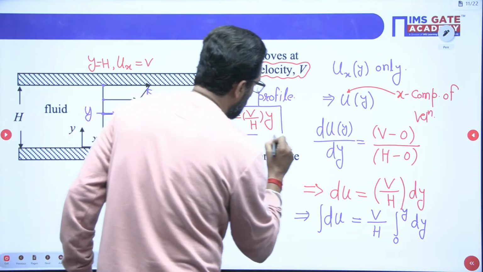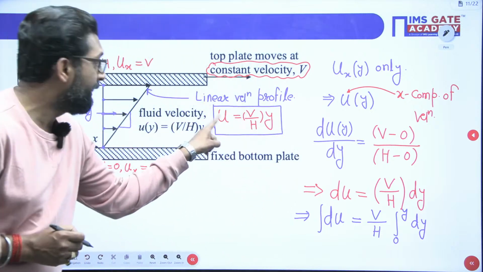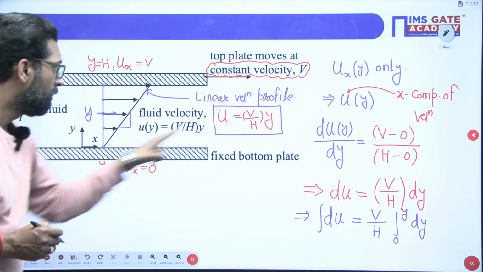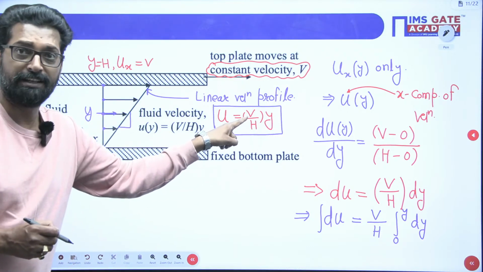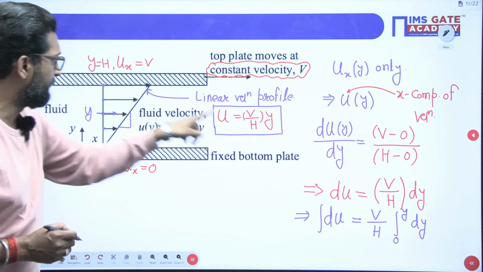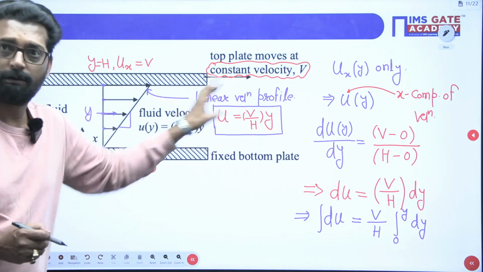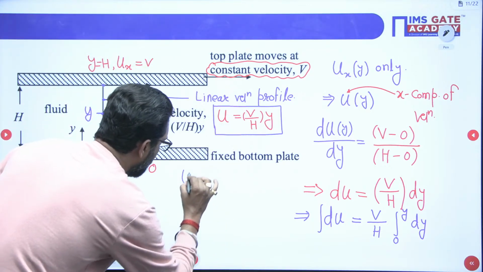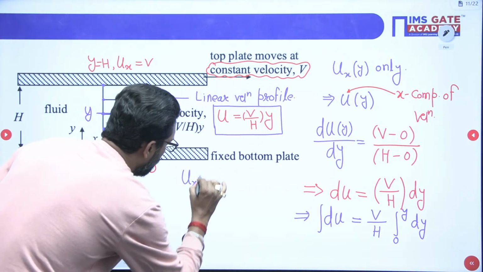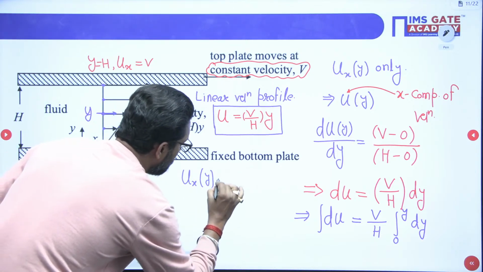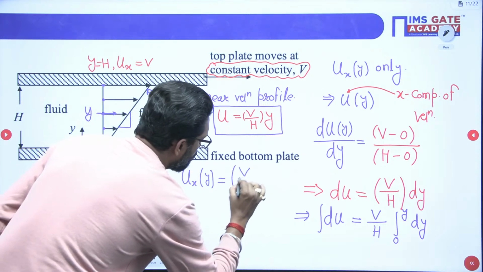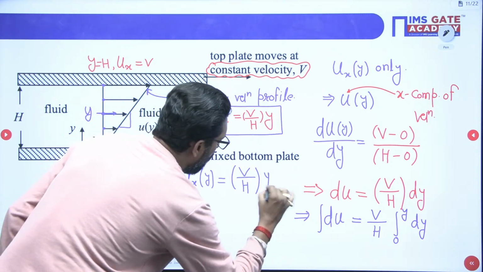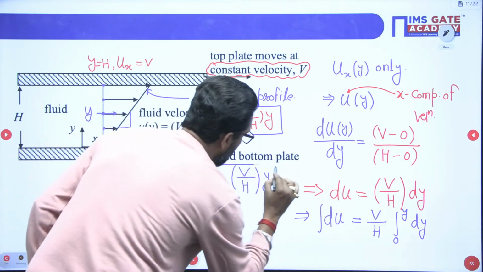Now, my dear, this velocity profile is linear. Why? Because it depends upon y. We'll check the boundary condition. If y is equal to 0, the velocity at the plate in the tangential direction is 0. At y is equal to h, the velocity is capital V. So that relation is satisfied. So we write the x component of velocity, varying in y direction, is equal to the top plate motion divided by the gap between them, into y. So this is your velocity profile.